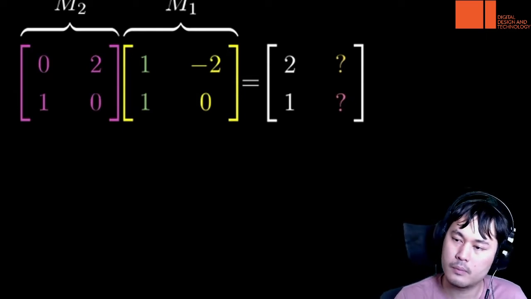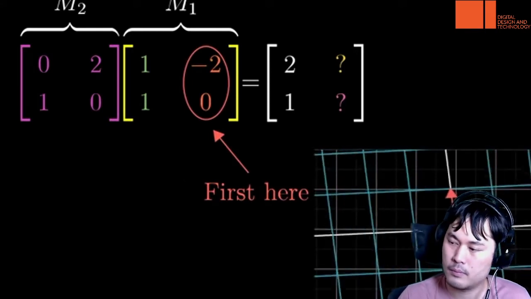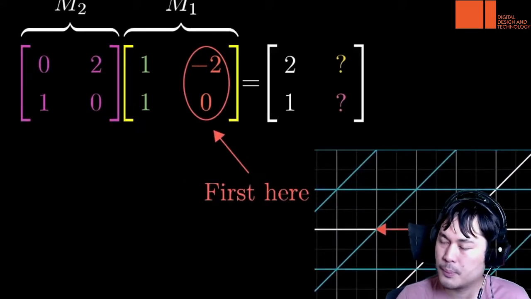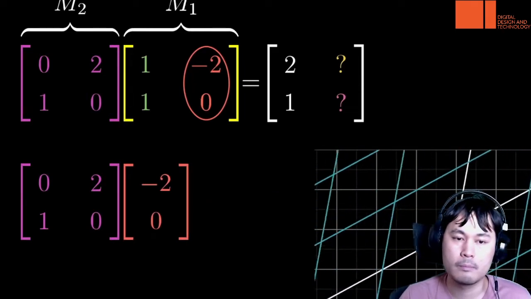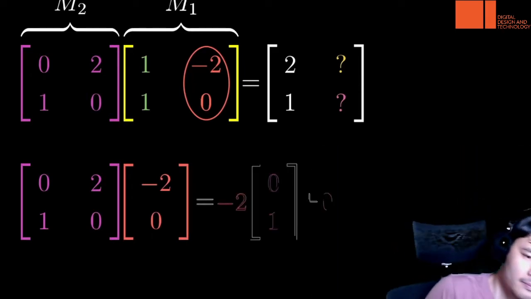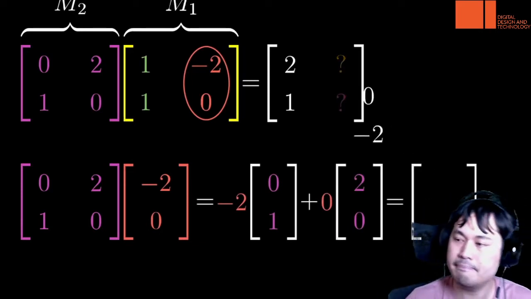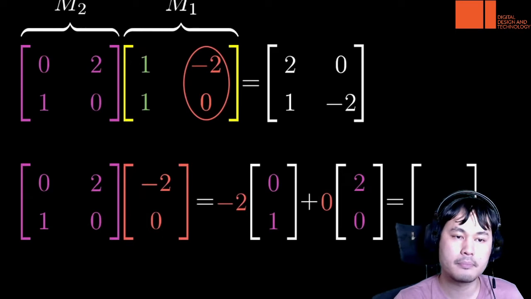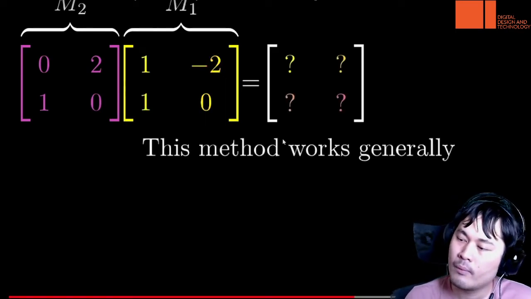Likewise, to follow j hat, the second column of M1 tells us that it first lands on -2, 0. Then, when we apply M2 to that vector, you can work out the matrix vector product to get 0, -2, which becomes the second column of our composition matrix. Let me talk through that same process again, but this time.